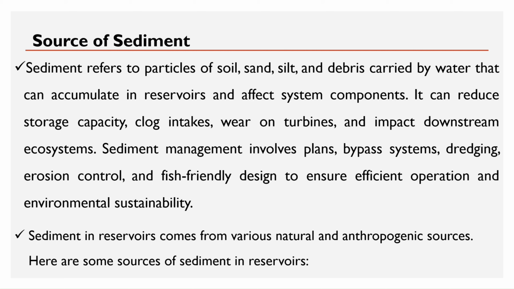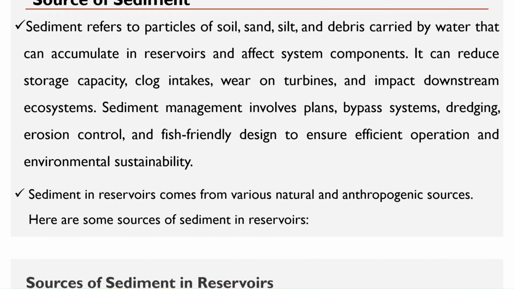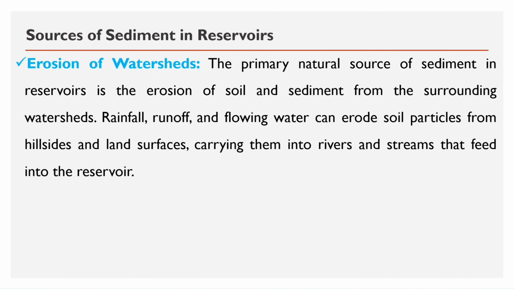Sediment in reservoirs comes from various natural and anthropogenic sources. Here are some sources of sediment in reservoirs. Erosion of watersheds. The primary natural source of sediment in reservoirs is the erosion of soil and sediment from the surrounding watersheds. Rainfall, runoff, and flowing water can erode soil particles from hillsides and land surfaces, carrying them into rivers and streams that feed into the reservoir.